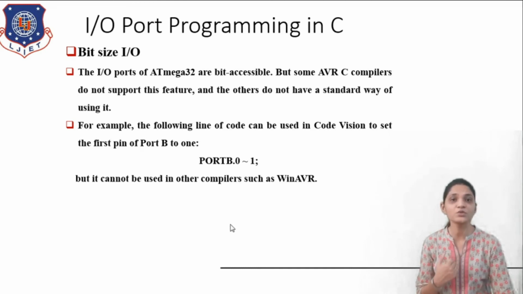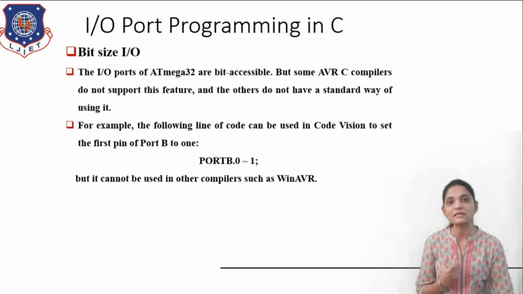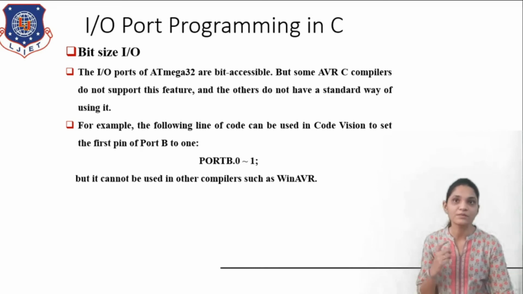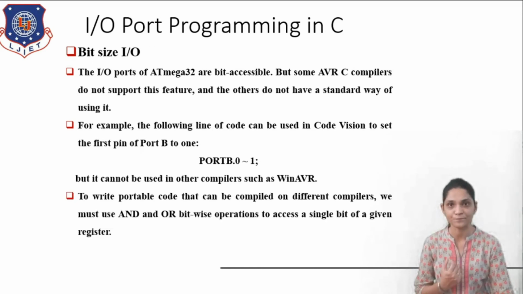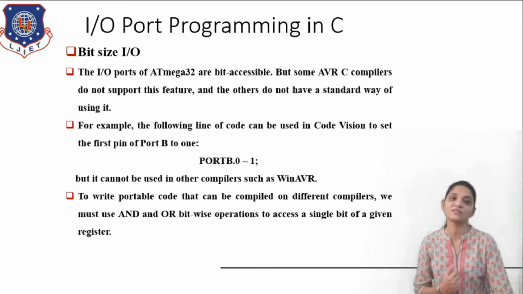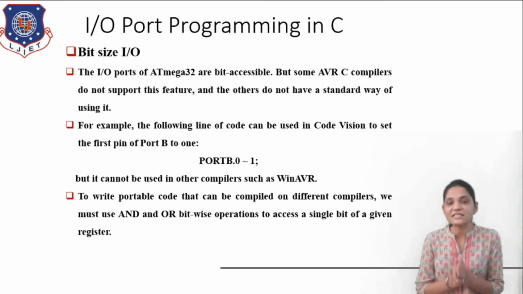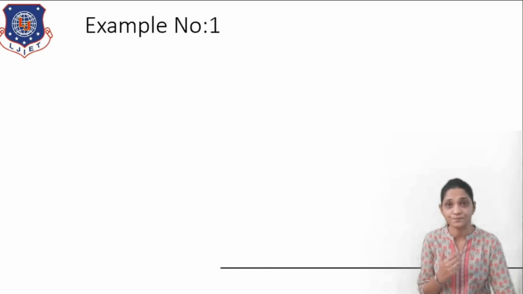But it cannot be used in another compiler such as VB. Okay, so there is the compatibility issue with the bit size I/O. Byte size I/O you can use for anything. To write portable code that can be compiled on different compilers, we must use AND or OR bitwise operations to access the single bit of the given register. So we are basically going to use the ANDing and ORing operations for the bitwise operations that we will see in the further sessions.